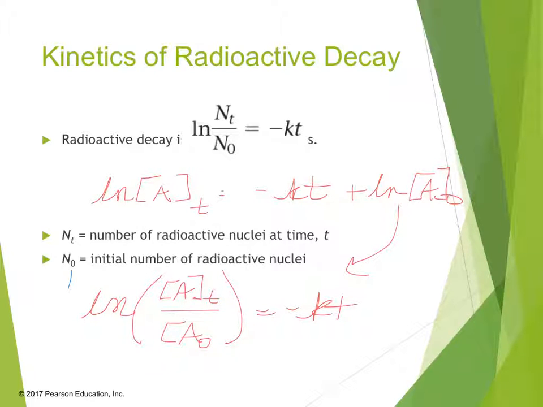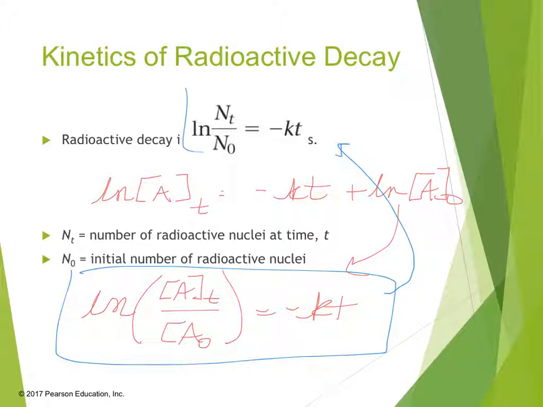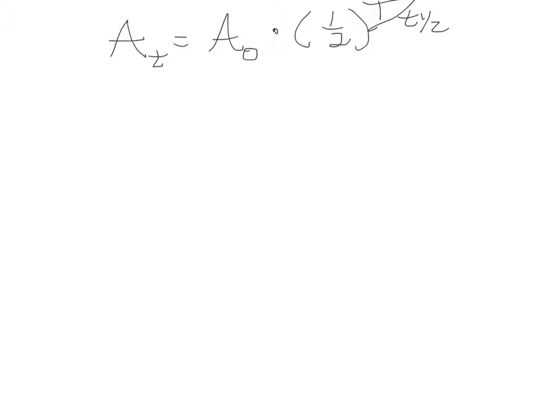Okay, and so now hopefully you can see the similarity between that rearranged form and the form that nuclear chemists use. And it's really identical, except they tend to talk about number of atoms, number of radioactive atoms, instead of concentration. But it's the same relationship.